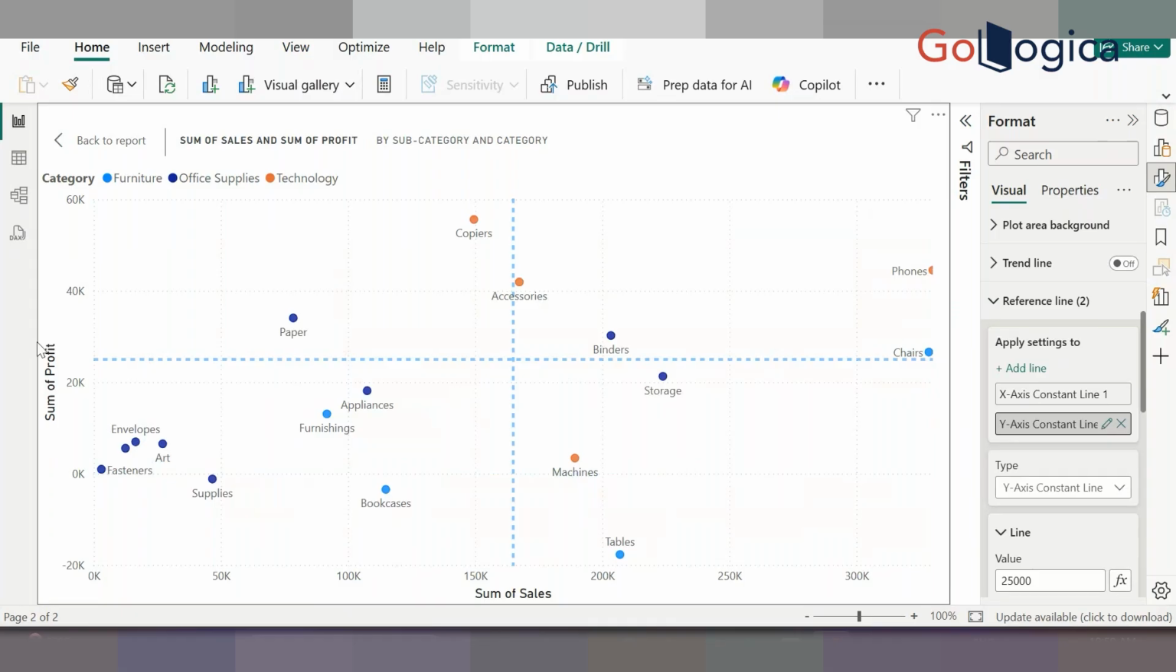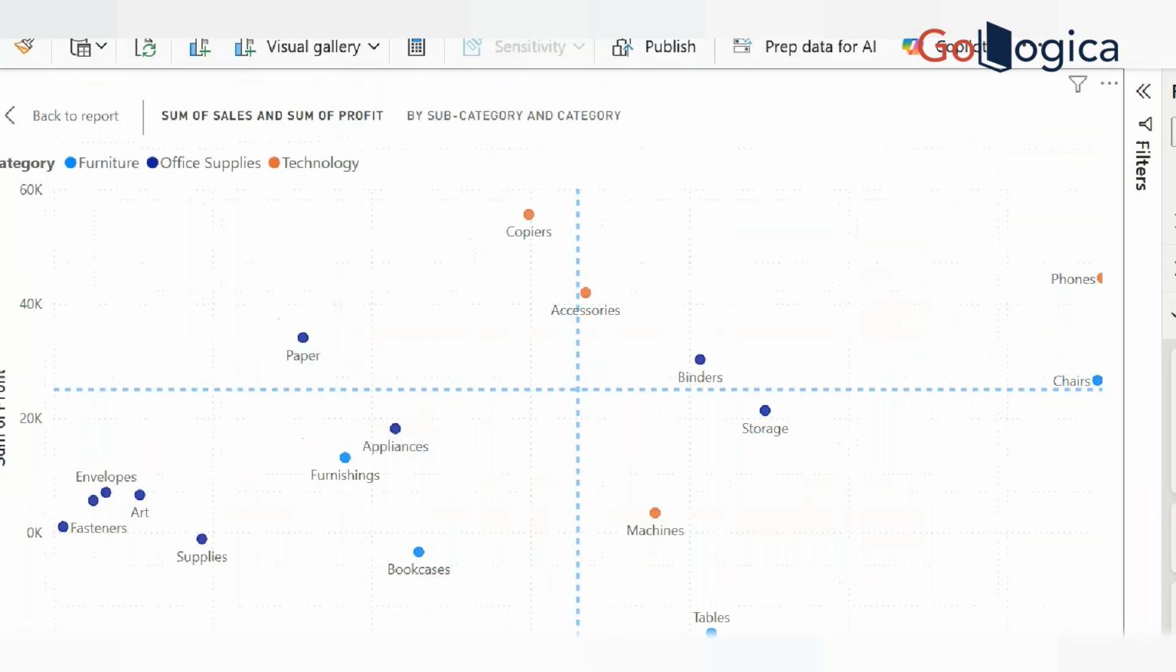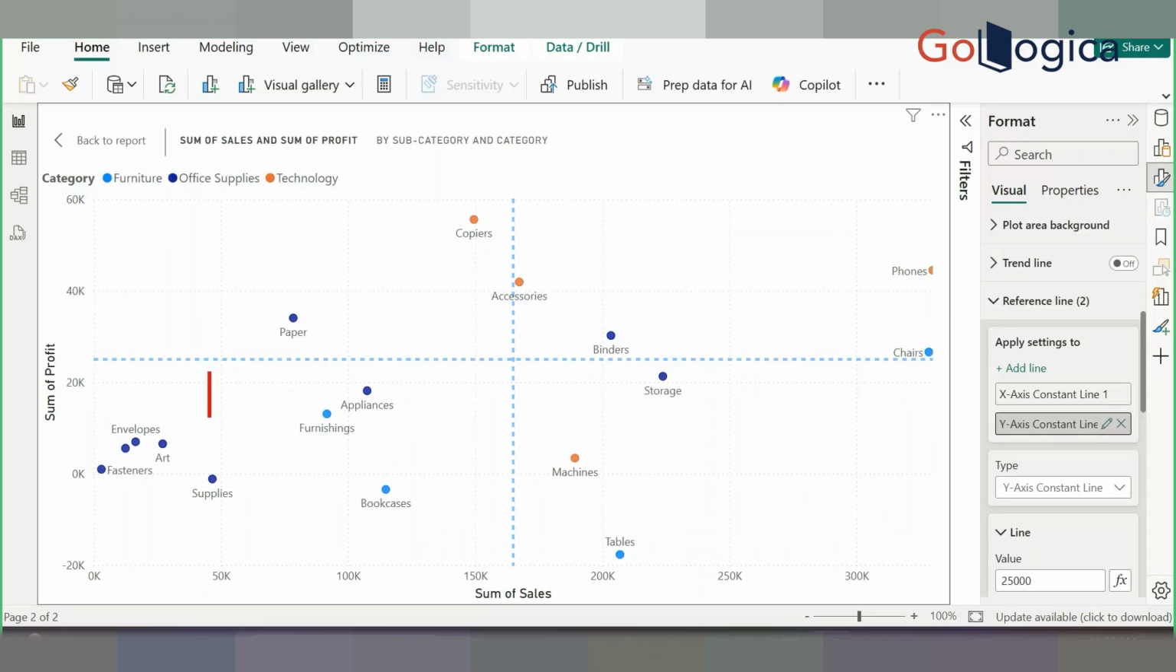Now we consider this as 4 different quadrants. This is your low sales and low profit. So we see that labels, fasteners, art, appliances, furnishings have low sales. Since the sales are low, they have a low profit. So maybe we can also call this small value profit products. Since the sales are low, the profit is also low.